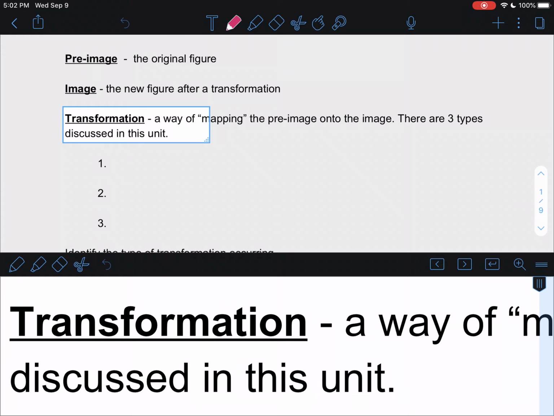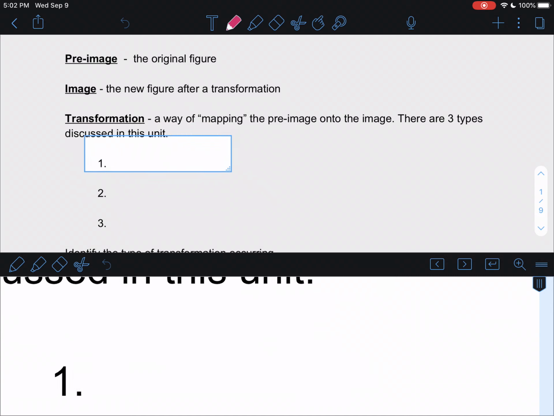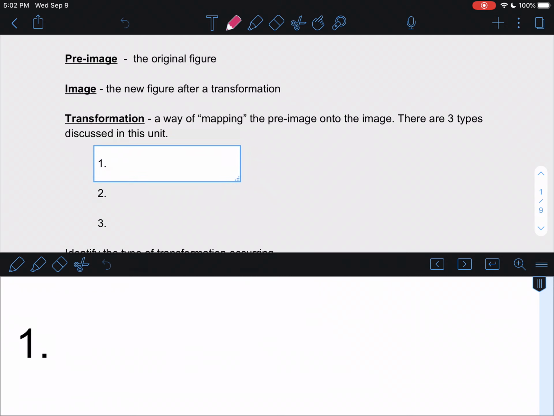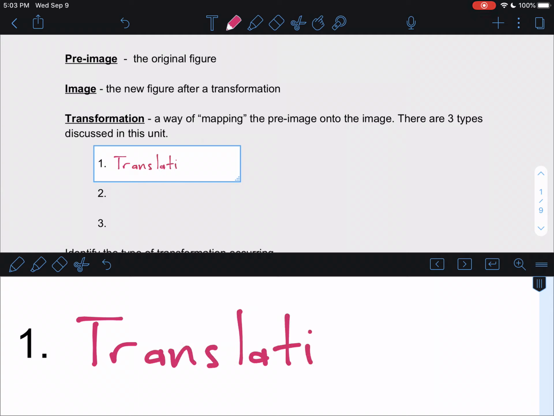There are three types of transformations discussed in this unit. The first type of transformation that we're going to be learning about is translation. And a translation is just going to be like a shift from left to right, up and down, or diagonally. It's just moving something.